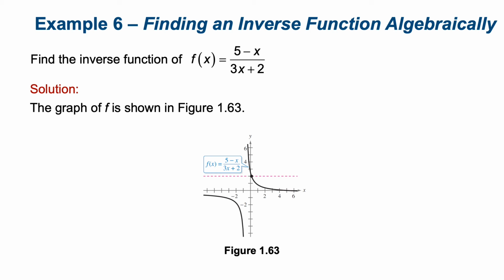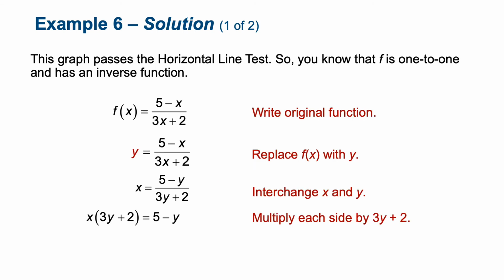Right, so this is our graph, and we're going to talk about how to find the inverse function of this, knowing that this is my graph. Here are the steps. This graph does pass the horizontal line test, as you see in the previous picture, so we know that it's one-to-one and the inverse exists. First we write down the original function.